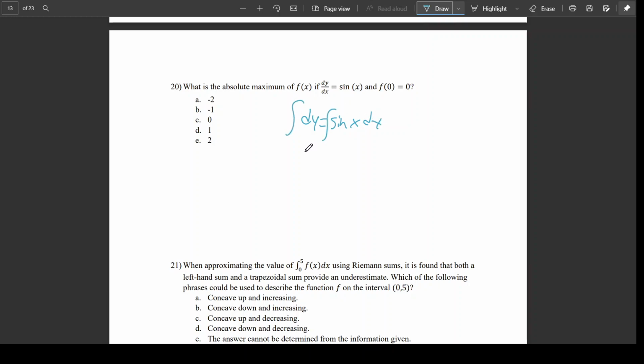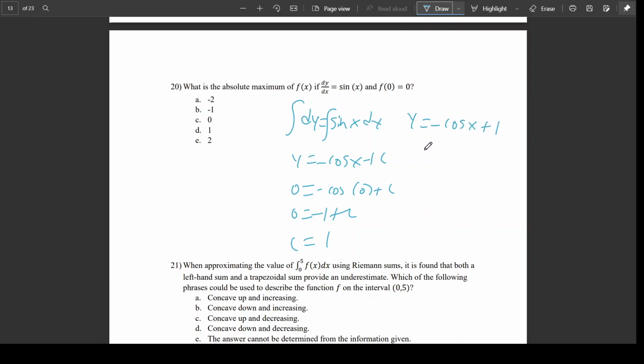Integrate, and I get y equals the integral of sine of x, which is negative cosine of x, plus c. My initial condition is f of 0 equals 0, so we'll say 0 equals negative cosine of 0 plus c. Cosine of 0 is equal to 1. This is going to be 0 equals negative 1 plus c, so c equals 1. So in my original function, I'm going to get y equals negative cosine of x plus 1.